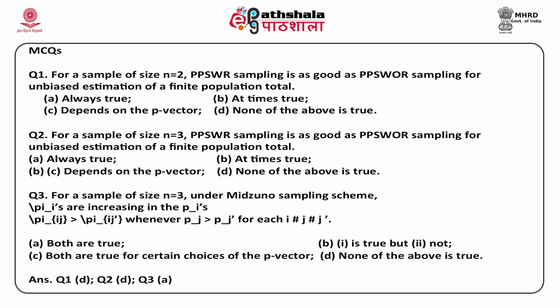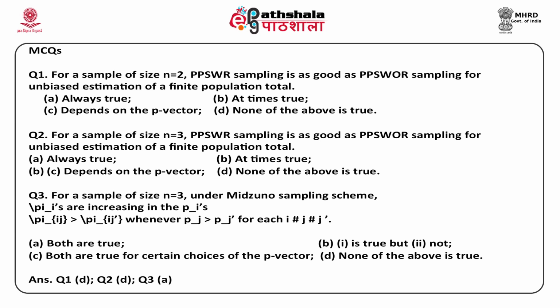True at times. Depends on the p-vector, or none of the above. 3. For a sample of size 3 under the Midzuno sampling scheme, the pi i's are increasing in the p_i's. And pi ij is more than pi ij dashed whenever p_j is more than p_j dashed, for each i unequal to j and equal to j dashed. A, are both of these statements true? B, one is true, but two is not. C, both are true for certain choices of the p vector. And D, none of the above is true.